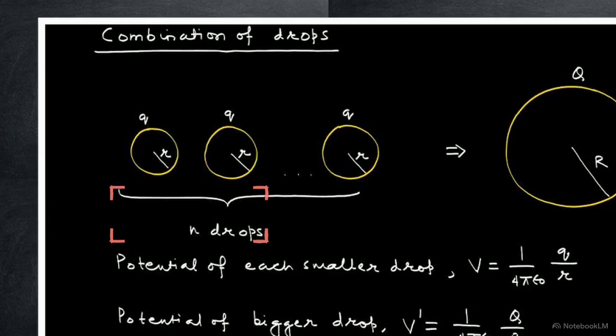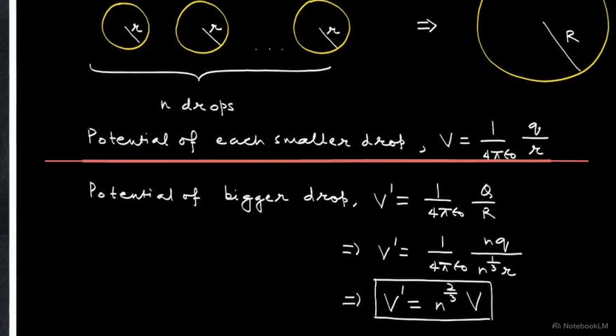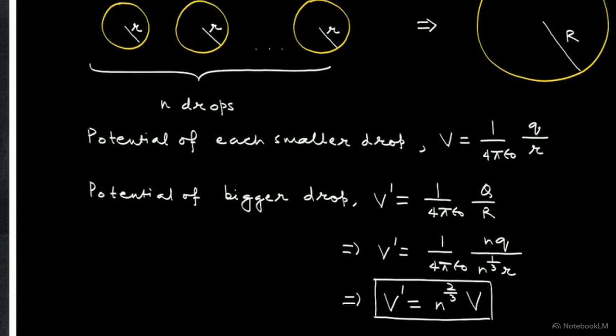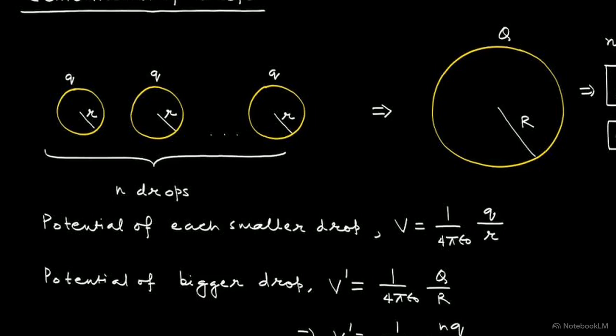We define n identical small drops, each with charge q and radius r. The electric potential for one small drop is V equals 1 over 4 pi epsilon naught times Q over R. We'll use this baseline formula to derive the massive drop's potential.